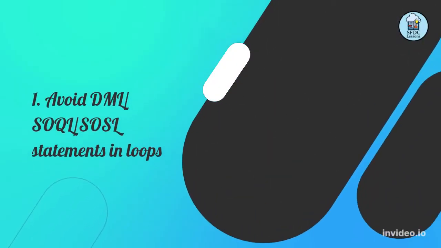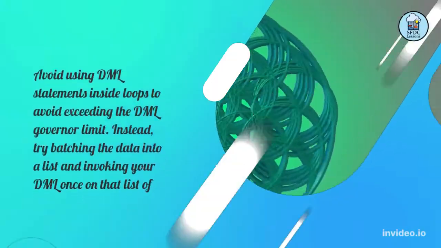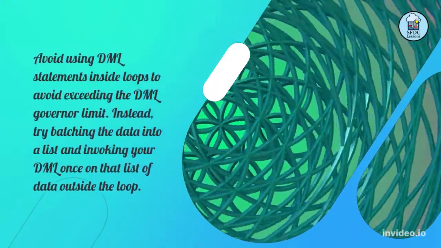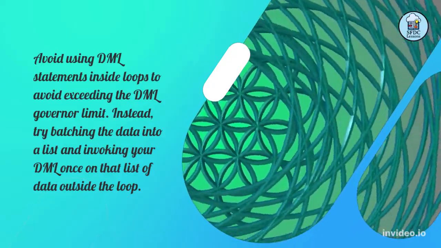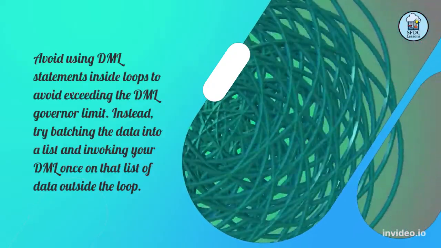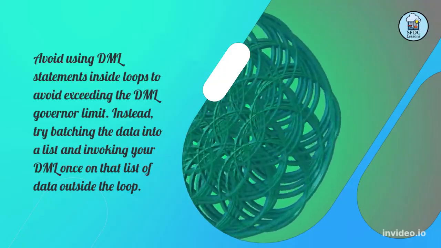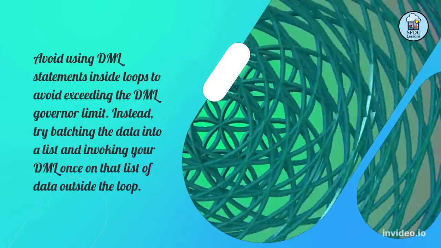Number 1. Avoid DML and SOQL statements in loops. Avoid using DML statements inside loops to avoid exceeding the DML governor limit. Instead, try batching the data into a list and invoking your DML once on that list of data outside the loop.